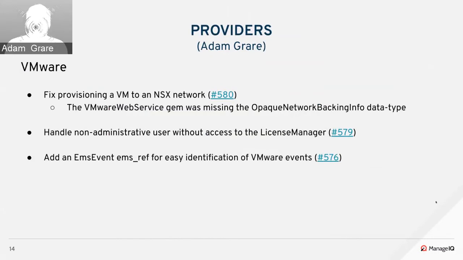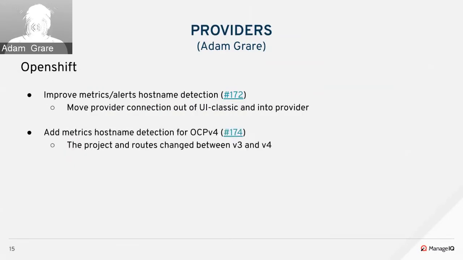We also added an EMS ref to the EMS event that gets saved. This was added a while ago, I believe for the vCloud provider, to the schema, but in the VMware infra provider, we never actually set it. So now if you want to identify VMware events by the key, the VMware event key is what we're setting as the EMS ref, if you're trying to find that from an external location. Next slide.